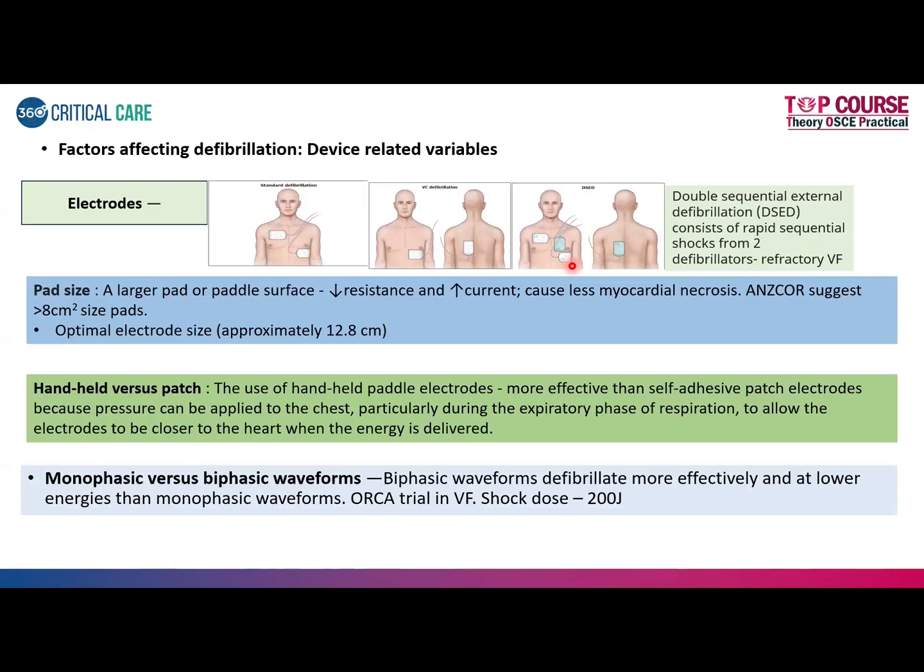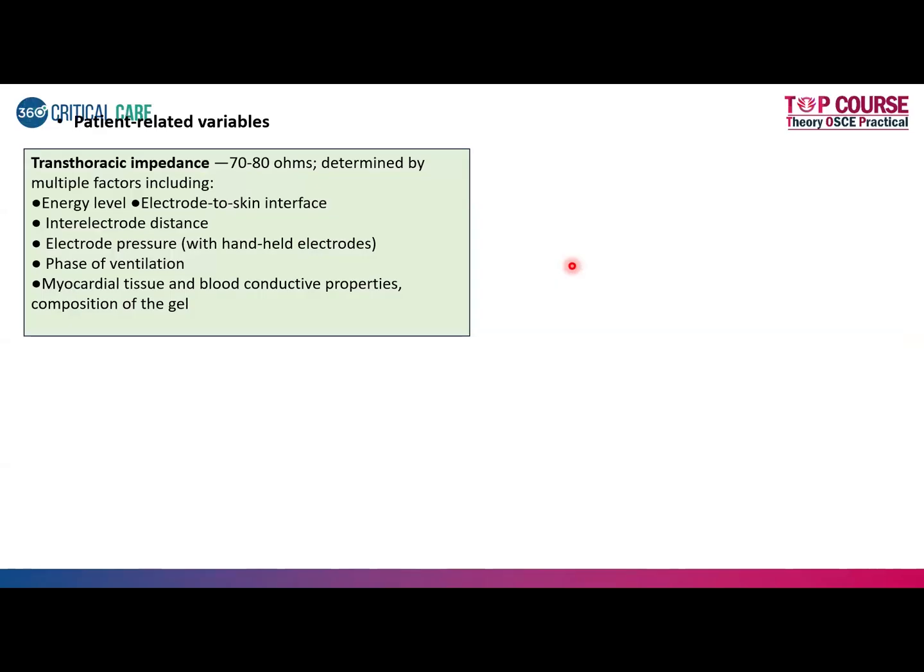Then monophasic versus biphasic. I think everyone knows this by now. Biphasic will defibrillate more effectively and at lower energies compared to that of monophasic waves. Patient related variables include transthoracic impedance. So we have this around 70 to 80 ohms normally present, and the effect is determined by multiple factors.